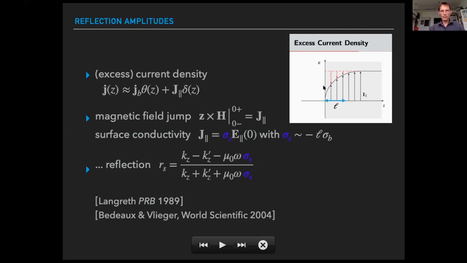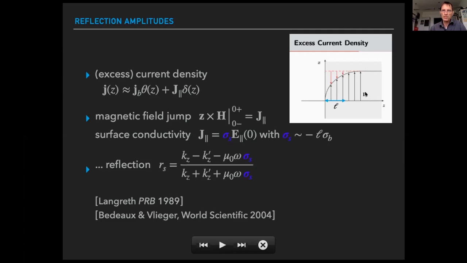So if you have a surface current, then the magnetic field has a jump. So the difference inside and outside of the metal is non-zero. And as a reasonable model for this surface current, we can make a conductivity ansatz where it is determined by the electric field parallel to the surface. So that electric field could be taken here or there.